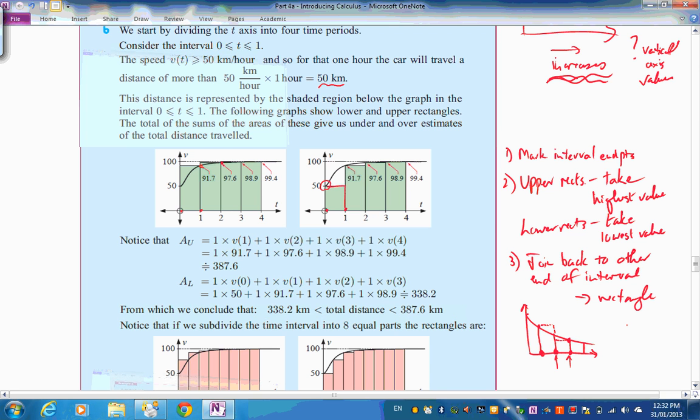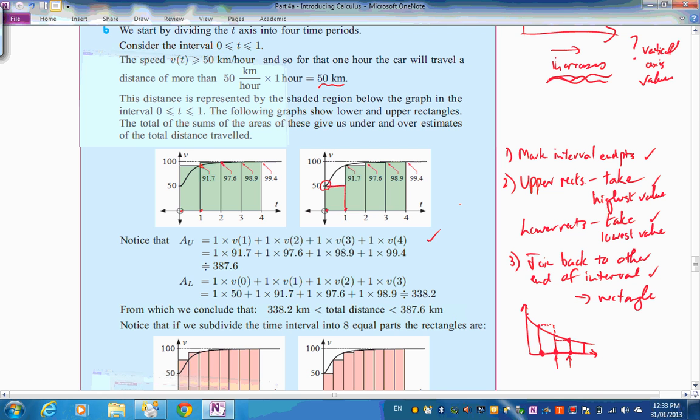So you can make upper or lower. You wouldn't do an upper and lower in the one problem. I'm just giving you an example of how to think about it. So you mark the interval endpoints. Upper rectangles take the highest value across that interval, picking the highest value of one of the endpoints. Lower ones take the lowest value and then join back to the other end of the interval to produce a rectangle. So do you agree with these?